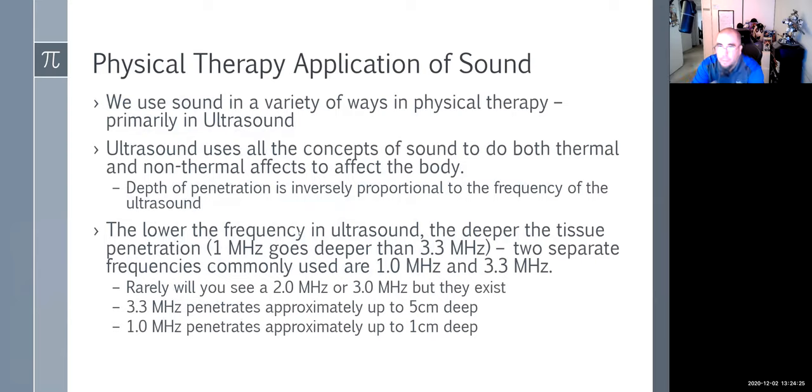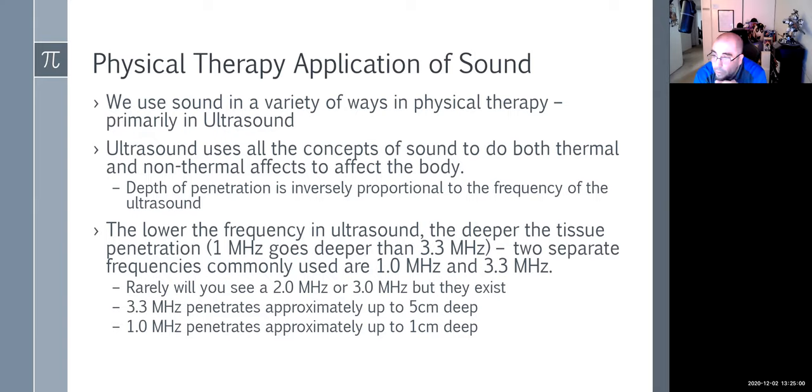So how does this all apply to physical therapy? Well, we use sound in a variety of different ways in physical therapy, primarily in ultrasound, right? Ultrasound uses the concepts of sound to do both thermal and non-thermal effects on the body, right? When we talk about ultrasound, depth of penetration, meaning how far an ultrasound goes into the body, is inversely proportional to the frequency. Meaning as frequency goes up, depth of penetration goes down. As frequency goes down, depth of penetration goes up. The lower the frequency of the ultrasound, the deeper the tissue penetration.